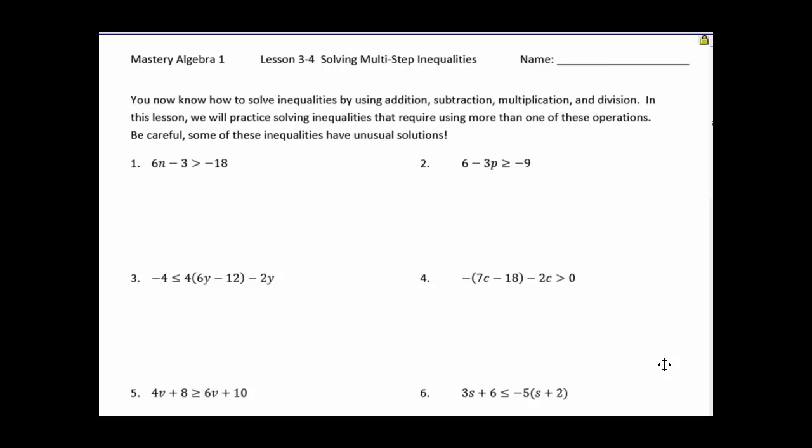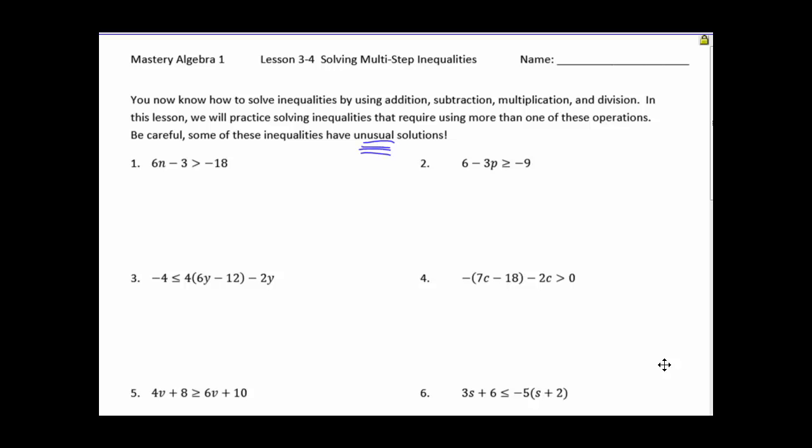Okay, we already know how to solve inequalities by addition, subtraction, multiplication, and division. In this lesson, we're going to practice solving inequalities that require more than one-step operations. So maybe both addition, subtraction, and multiplication, or maybe subtraction and division. We need to be careful, though, that sometimes they have unusual solutions.